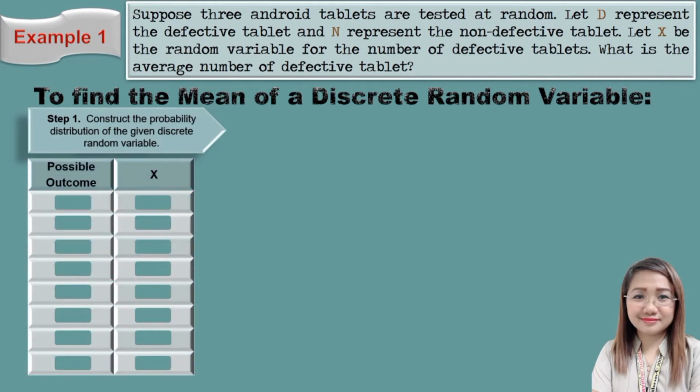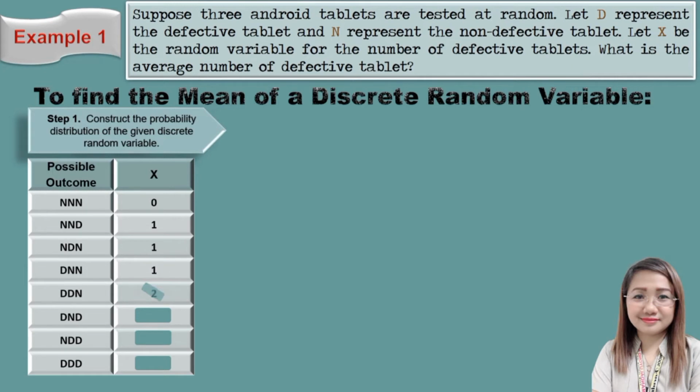Based on the given problem, we have 8 possible outcomes. The number of defective tablets are: for N, N, N, we have 0. Then N, N, D, we have 1. N, D, N, we have 1. D, N, N, we have 1.